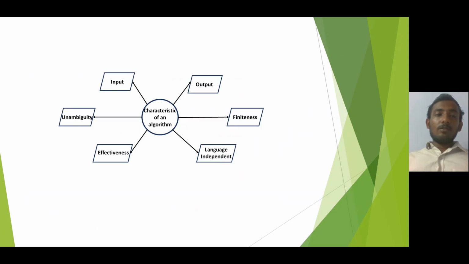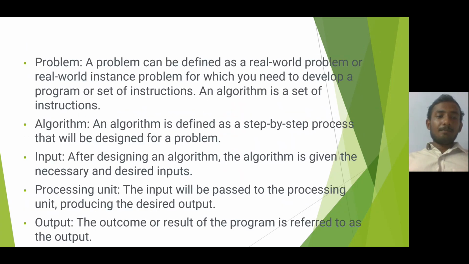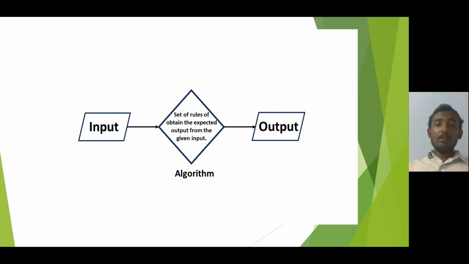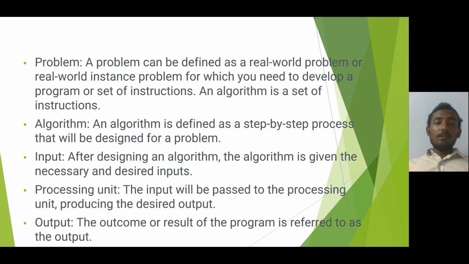Output and input, we already know that. And output, we have already discussed about the output processing unit. The input will be passed to the processing unit, producing the desired output. We have already seen in this diagram. The center rhombus represents the processing unit, which processes the input and delivers the output to the screen. I mean, any output device.